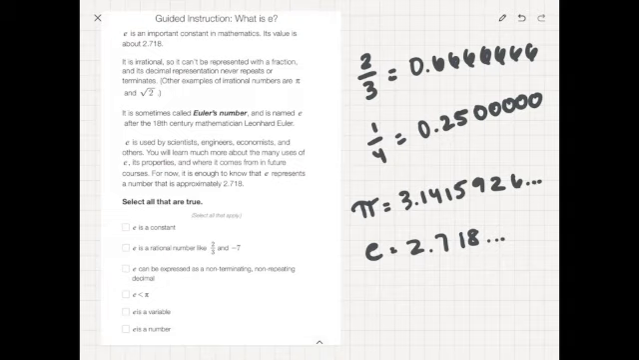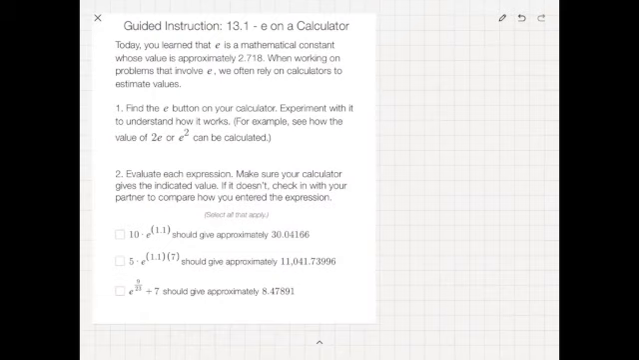All right, now we're going to get a chance to practice using E on the calculator. So E is actually on a calculator, and we can use it to calculate things. Today we learned that E is just a mathematical constant approximately 2.718. When we work with problems with E, we always use the calculator, because there's no good way to multiply a number that goes on forever. We want a calculator because it's going to have a lot more decimal places that we can use.